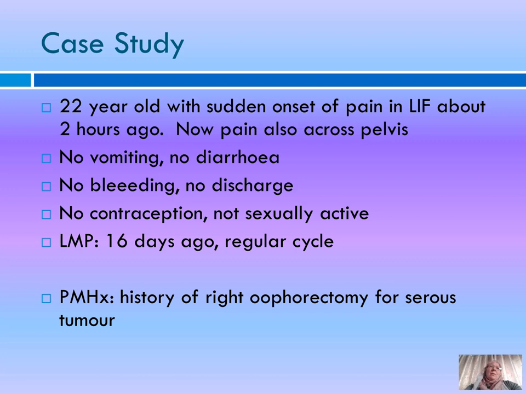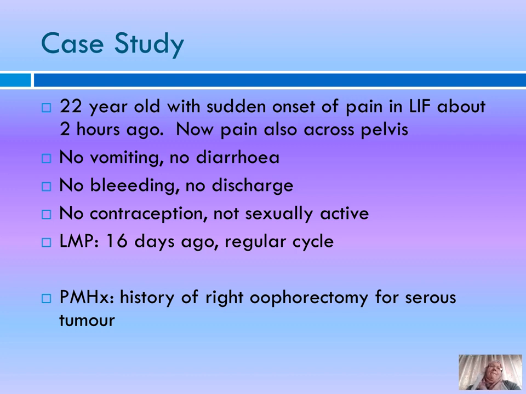Here we have a 22-year-old patient who presents with sudden onset of pain in the left iliac fossa about 2 hours ago. Now the pain is across her pelvis. There's no vomiting and no diarrhea. She's not bleeding and she has no discharge. She does not use contraception. She's not sexually active. Her last menstrual period was 16 days ago and she has a regular cycle. The only thing in her current and past medical history is a history of a right oophorectomy for a serous ovarian tumor.